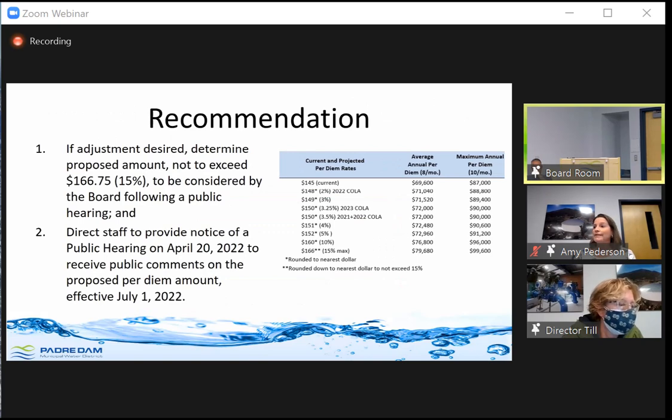So the recommendation is this is totally up to the board's discretion. And if you do want to consider an increase, that amount needs to be identified so that it can be included in the public hearing notice. And the public hearing notice would be set for April 20th so that it could be effective by the July 1 date. Thank you, Amy.